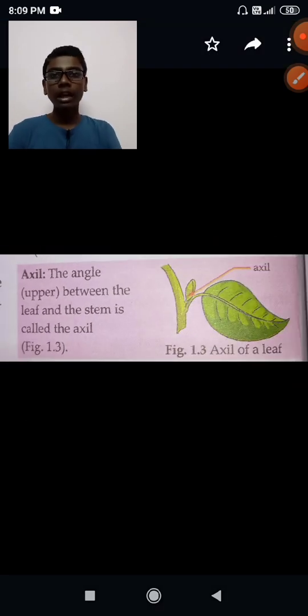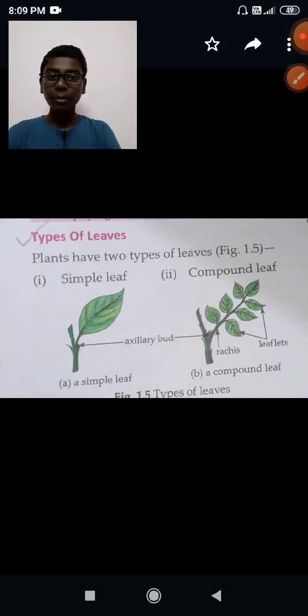Hope there is no confusion about what an axil or axillary bud is or where it is present. In today's video, we don't have to know what an axillary bud is, but we have to know where the axillary bud is present and what an axil is, because the place where the axillary bud is present is known as the axil. So it is not necessary for today's video to learn what the axillary bud is, but it is important to learn the place where it is present. Now returning back to types of leaf.